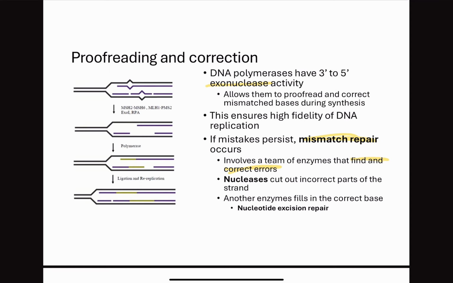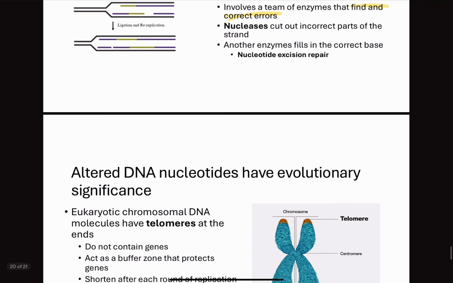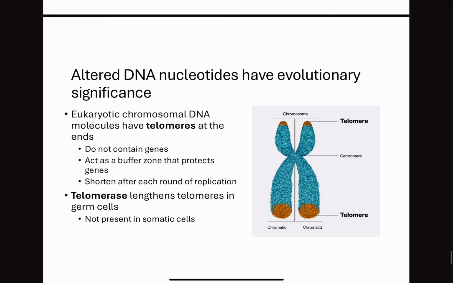Mismatch repair is really essential for preventing mutations. It helps maintain the integrity of the genetic code, and without it, errors would accumulate over time and potentially lead to disease. So accurate replication and repair of DNA damage are important for the functioning of the organism and for passing on a complete and accurate genome to the next generation.